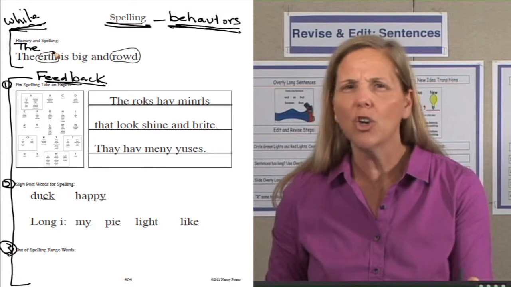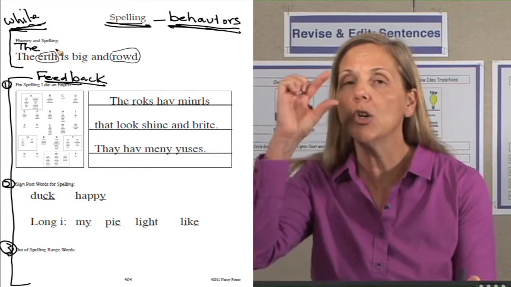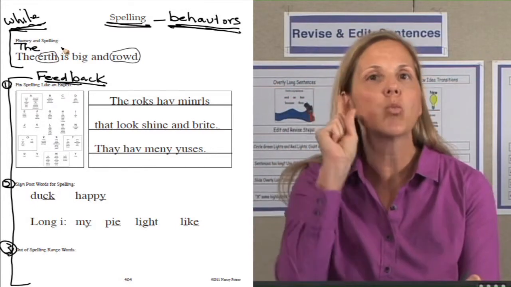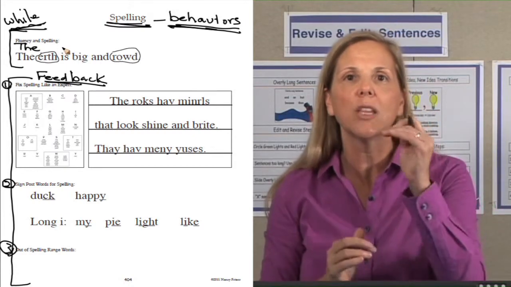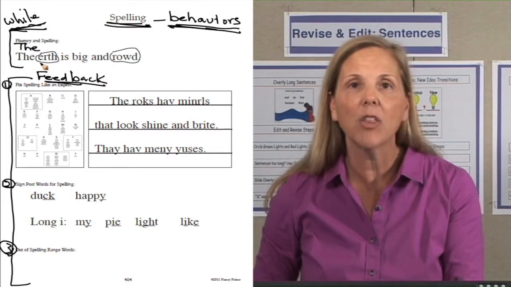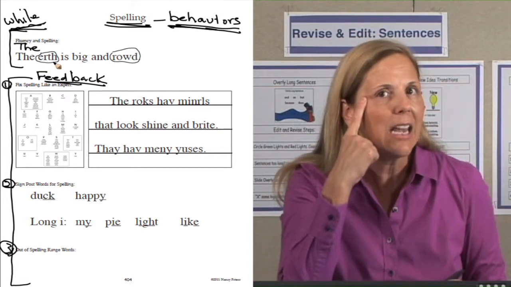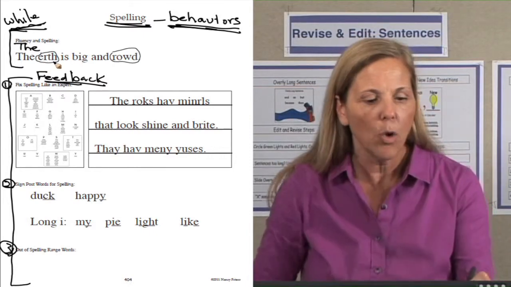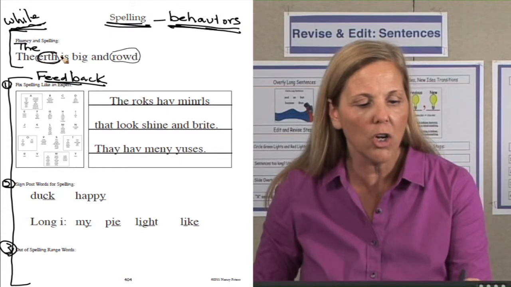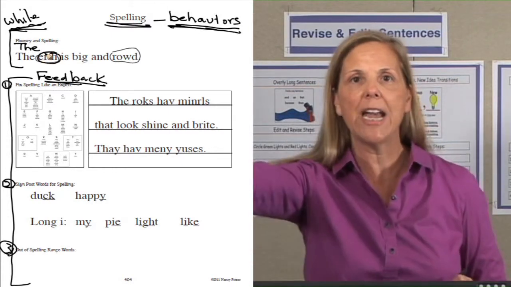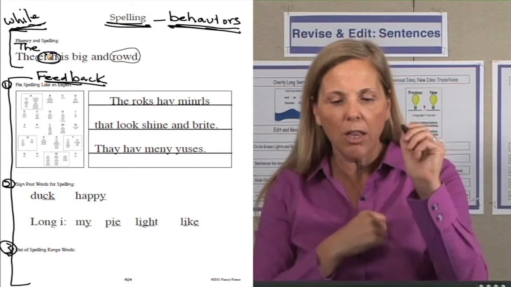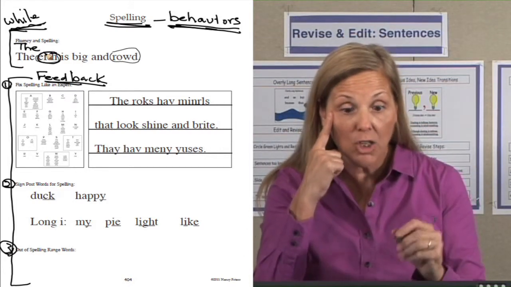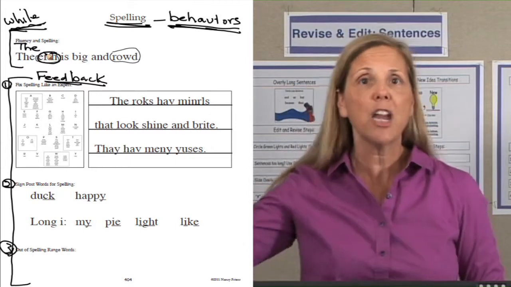Now you're going to earth. You're not sure how to write it. What do you do? You say the word slowly and write it down the best you can. Then if it doesn't look right, what do you need to do? Circle it and keep writing. So what do you do if you don't know how to spell a word? Say it slowly, write it down, look at it. If it doesn't look right, circle it and keep writing.